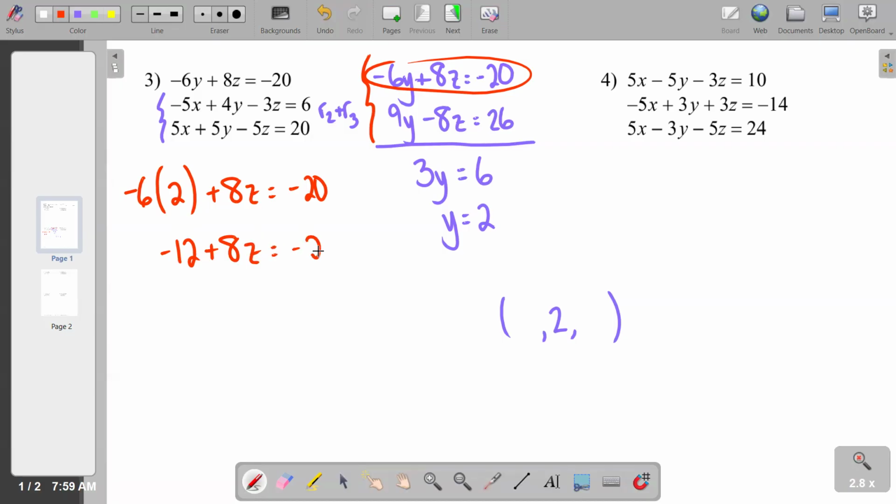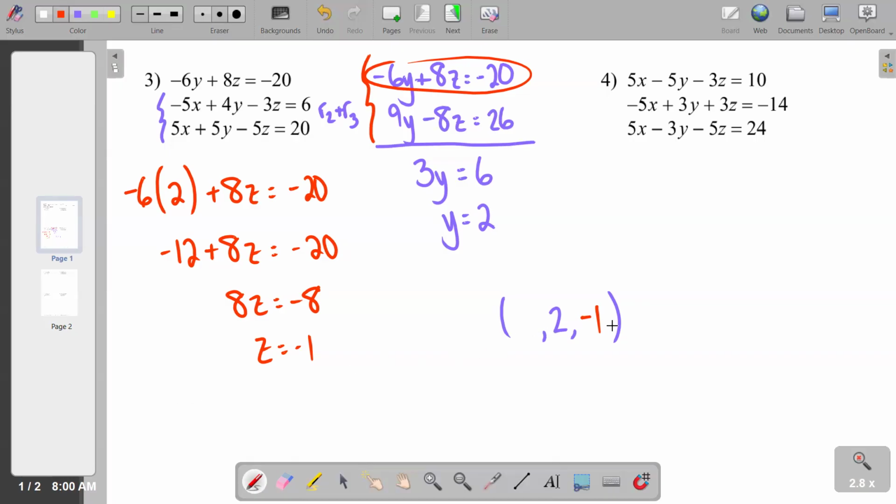Good. So after this, we're going to add 12 to both sides. And we're going to get 8z equals negative 20 plus 12 is negative 8. And then we divide by 8 and we get z equals negative 1. So we have completed 2/3 of the puzzle. And we're going to put the negative 1 now where z goes in the third spot of the ordered triple. And now we have enough strength to go and finish the job, storm the castle. It's time to go rescue X.